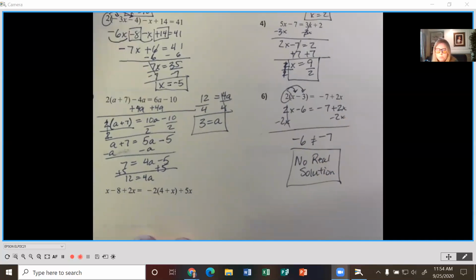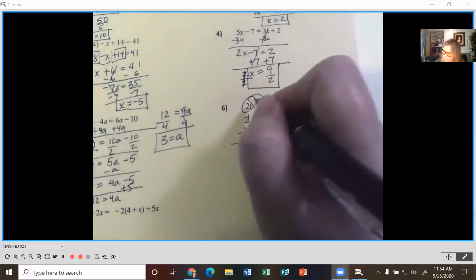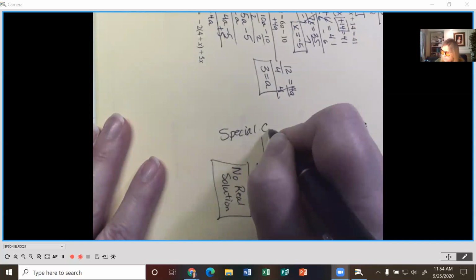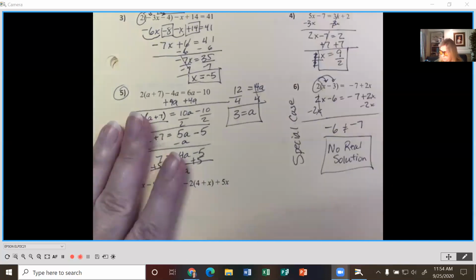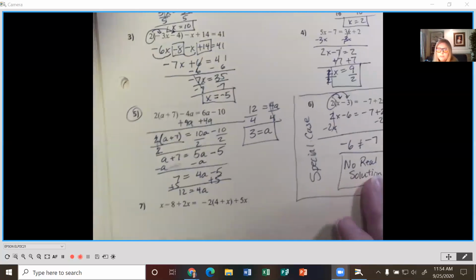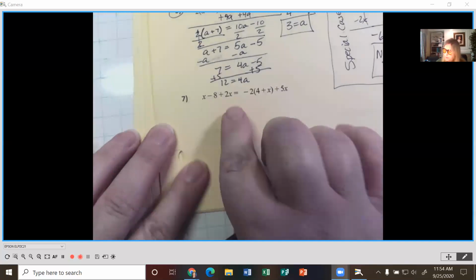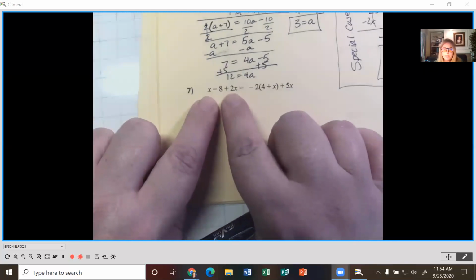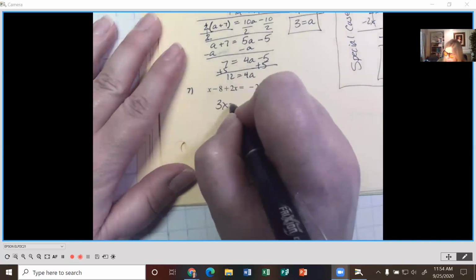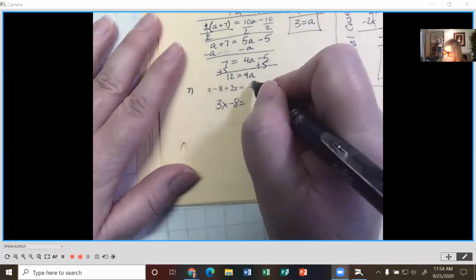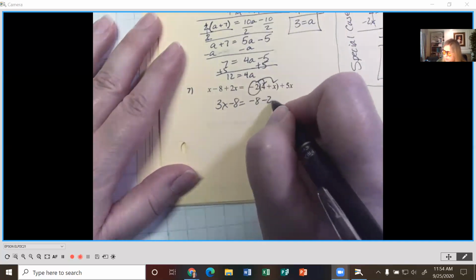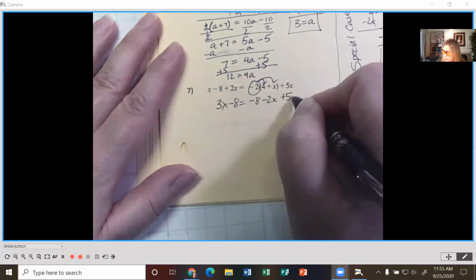Then number 7, so this is a special case. All right, then number 7. So we have x and 2x on the left-hand side. These are like terms. I want to combine those. So I have 3x, bring down the minus 8 equals. Here we're going to distribute the negative 2 over the quantity 4 plus x. So that equals negative 8 minus 2x, bring down the plus 5x.